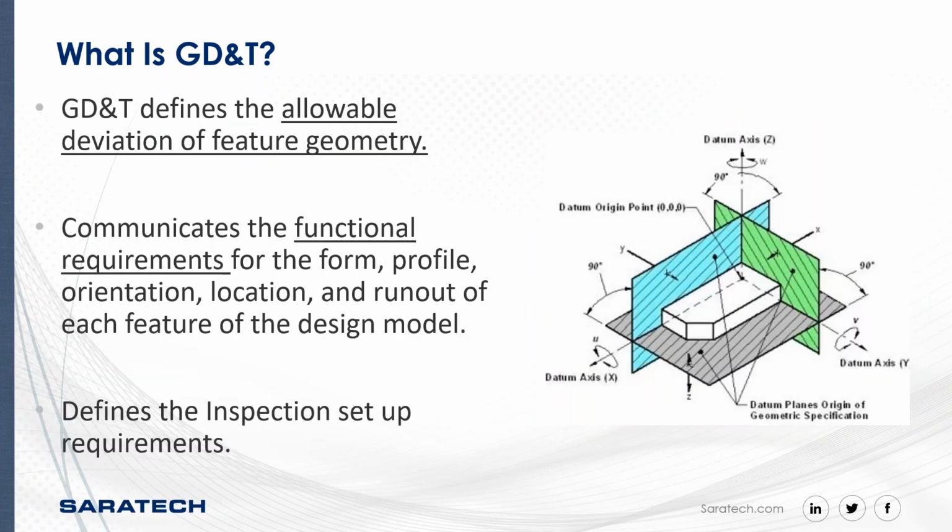Another key part of GD&T is that it defines the inspection setup requirements. When we're working with a drawing, you're really giving instructions to the person who's manufacturing this part and inspecting this part. GD&T allows for a reference frame, these datums. So when inspection comes, you have some reference, some basis to pull those dimensions from, as opposed to not having it, which has a lot more play in there. So this really communicates the entire design intent.